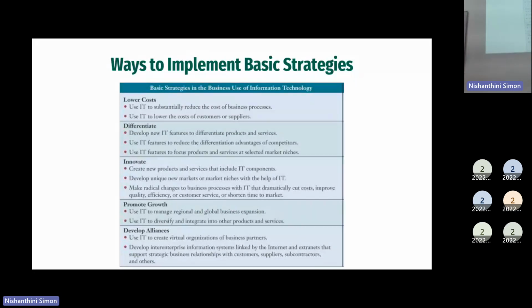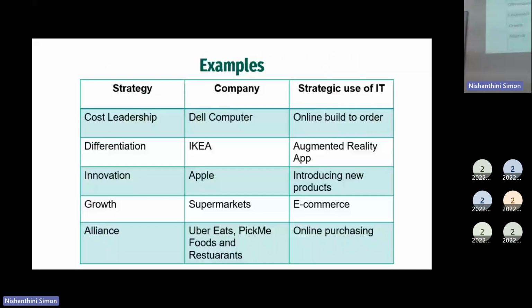Then in the next slide, there are some exact examples. Cost leaders: we were talking about reducing cost. Dell computers, how many of you are using Dell? Yes. Others are using HP.